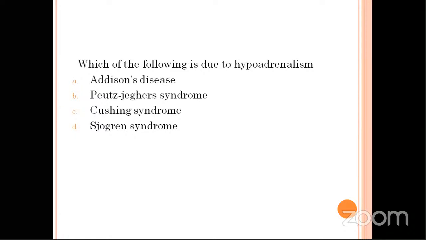Which of the following is due to hypoadrenalism? In both hypo and hyperadrenalism, there will be pigmentation of the skin and the oral mucosa. And the question is, which is due to hypoadrenalism? It is actually Addison's disease. Okay, so in Peutz-Jeghers disease, there will be pigmentations in the lips, which are seen as macules, and along with that, there will be some changes in the intestine. Sjogren's syndrome is something autoimmune, so we'll be dealing with it in the salivary gland chapter. And Cushing's syndrome is due to excess hormonal activity of the ACTH.